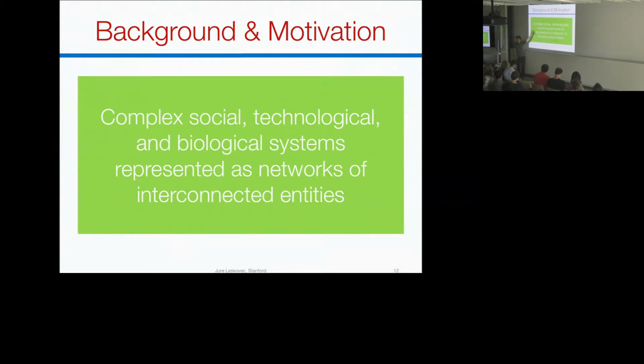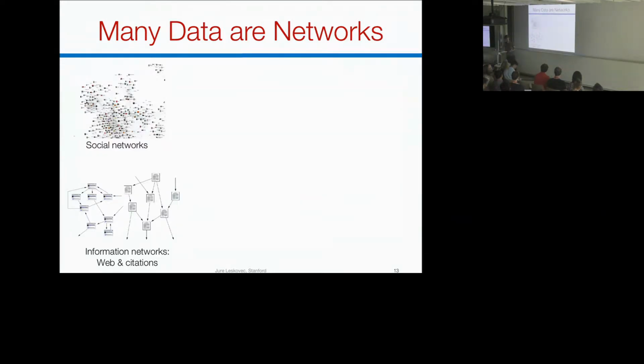So the point is that many complex, big, sociological, technological, information, and biological systems can be represented faithfully and mathematically as these types of networks of interconnected entities or objects. And that's why networks are cool. Okay, and more, right? We all know about social networks through online social media and so on, and we all know about the web being modeled as a graph of connected web pages and giving rise to Google.